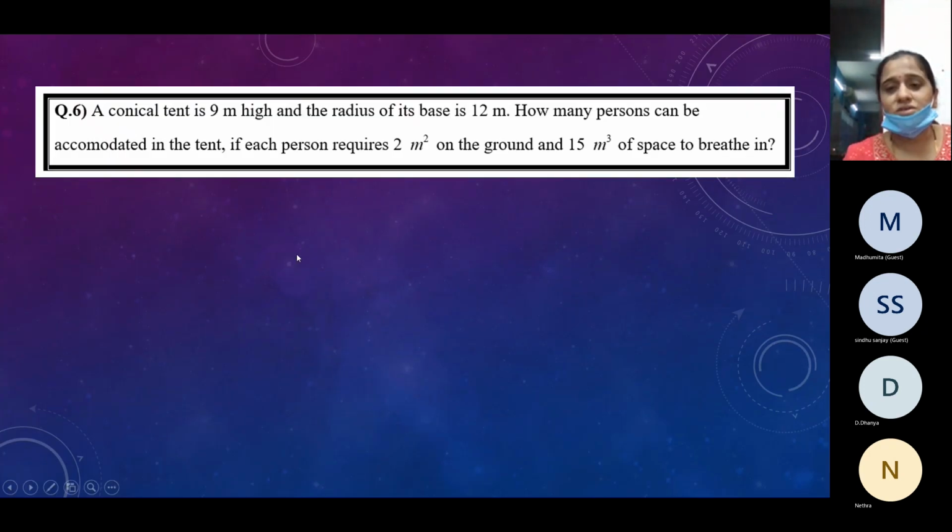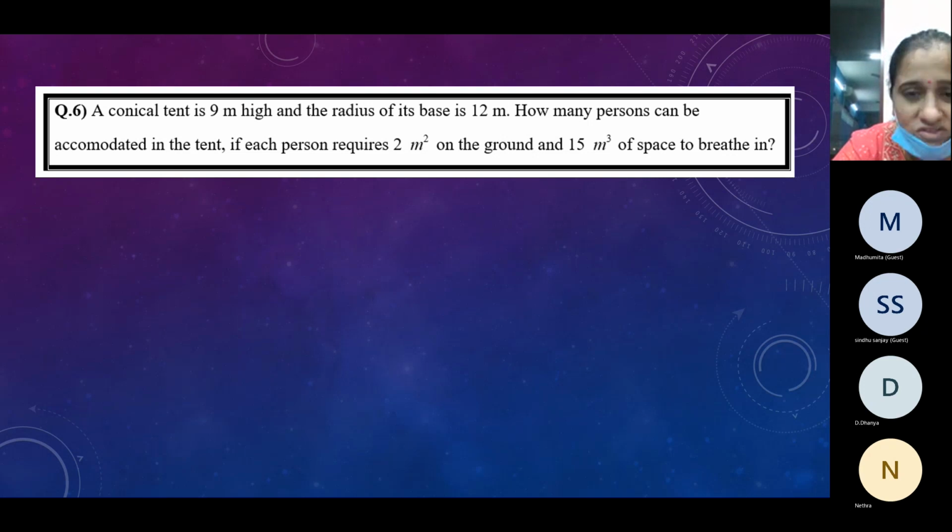Now the question is, how many persons can be accommodated in the tent if each person requires 2 meter square on the ground and 15 meter cube of space to breathe in? For the conical tent, you can find whatever you want because you know the radius and the height. If you want, you can find the slant height.